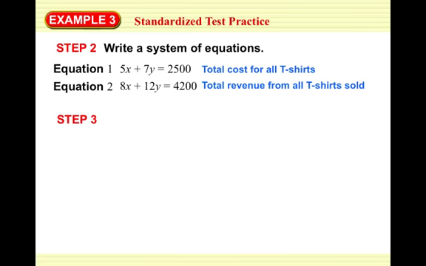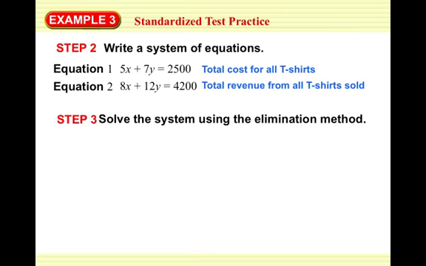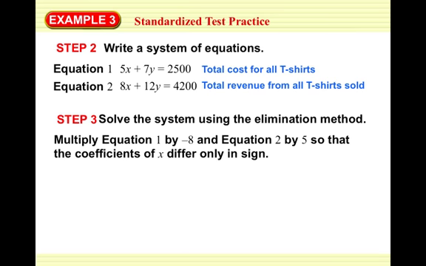Substitution would not be easy because there's not a variable with a coefficient of 1 or negative 1. So we really want to use the elimination method here, and neither variable is necessarily easy to solve for. So let's go ahead and eliminate the x's. We can multiply the top by negative 8 and the bottom by 5. That way we'll have a negative for one equation, a positive for the other, and we should get the same coefficient other than the sign.